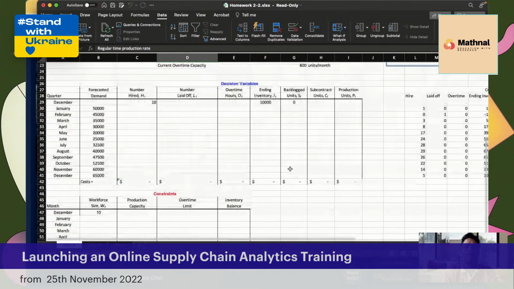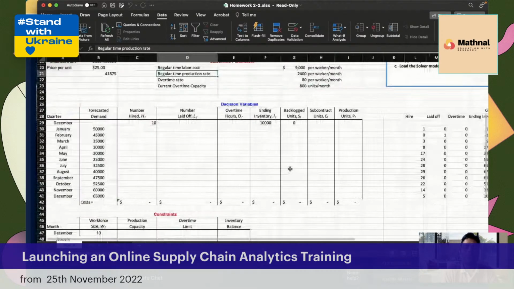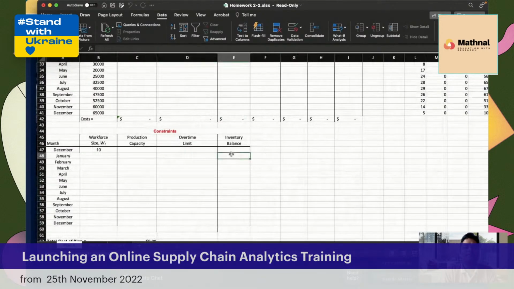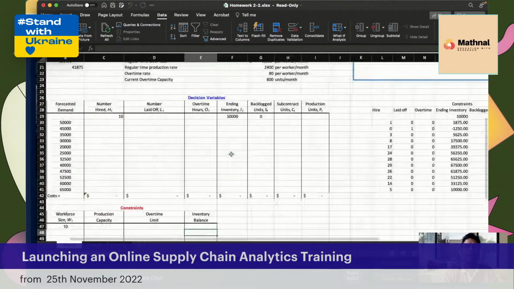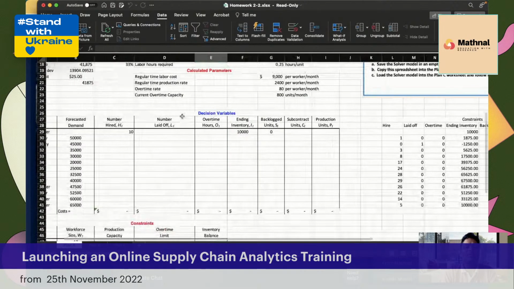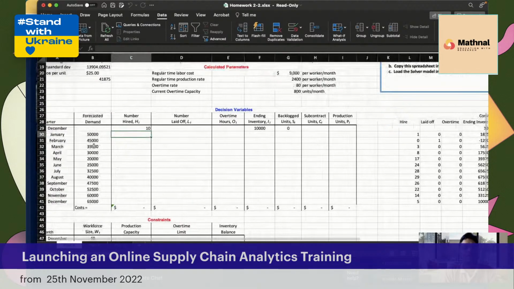So let's go directly into the problem. First, I'll define my inventory balance. Before the inventory balance, let's also define our other variables. These are the decision variables: how many workers are required per month, how many layoffs I have to do per month, and how many overtime hours I require per month.